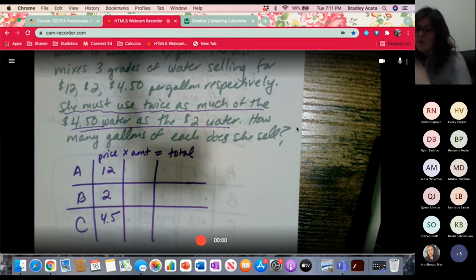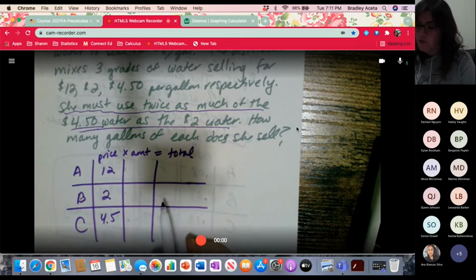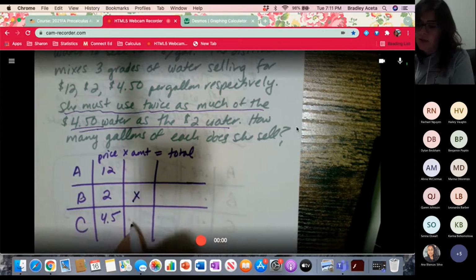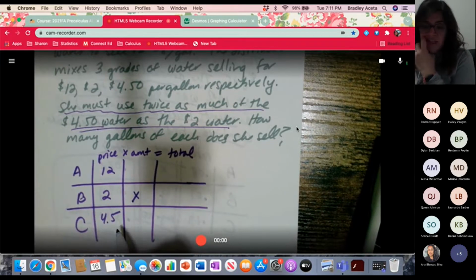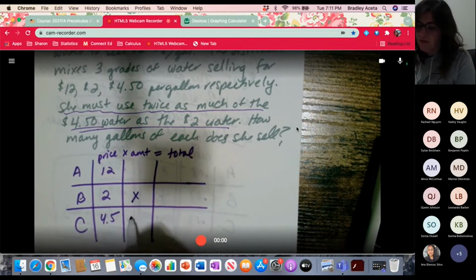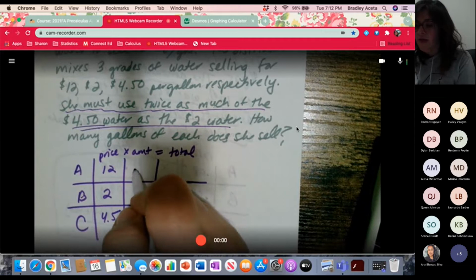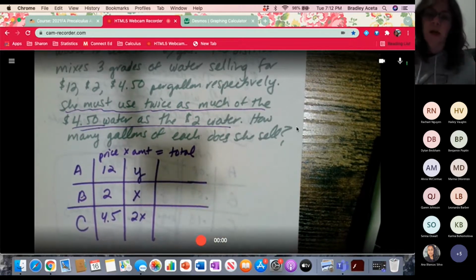She must use twice as much of the $4.50 water as the $2 water. Meaning, if I call this X, she needs to use twice as much of it. Twice as much of the $4.50 as this guy. So this would be 2X. So we'll call him X, and this would be 2X. Then the seltzer, the sparkling water A, we'll just give them the variable Y.